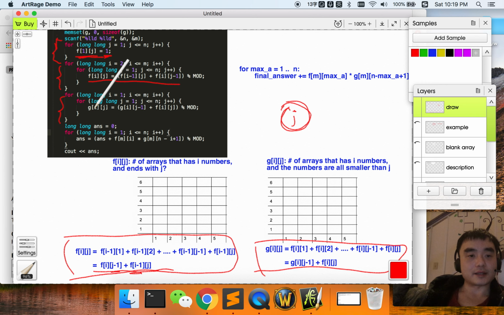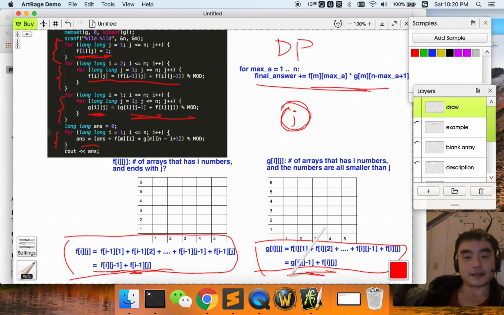And we can calculate the rest of the g's in this way, right? And we can calculate the final answer in this way, right? So the code should be very trivial for a dynamic programming problem, but how to find the state and how to find the formulas is not that obvious in those problems. All right. So I hope it can help you to solve this problem.